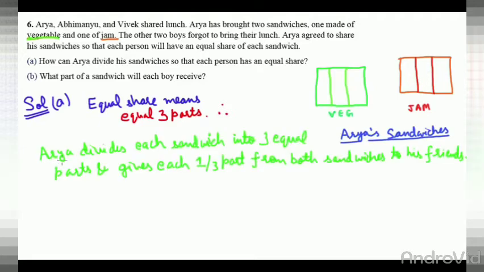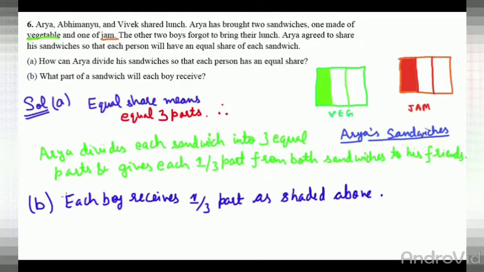So, first part is Arya divides each sandwich into 3 equal parts and gives each 1/3 part from both sandwiches to his friends. Now the B part, each boy receives 1/3 part as shaded above. Veg part, that is 1/3 of that veg part. Similarly for the jam part. So this was the answer.